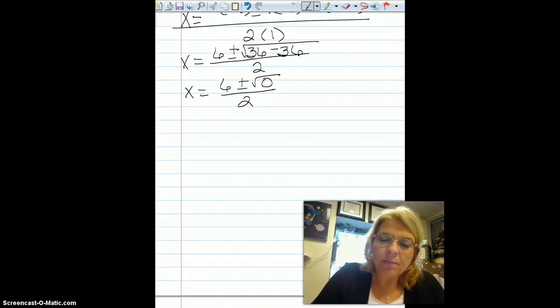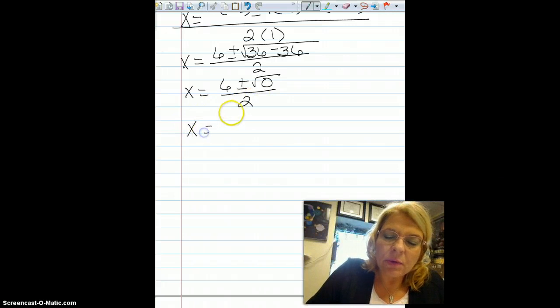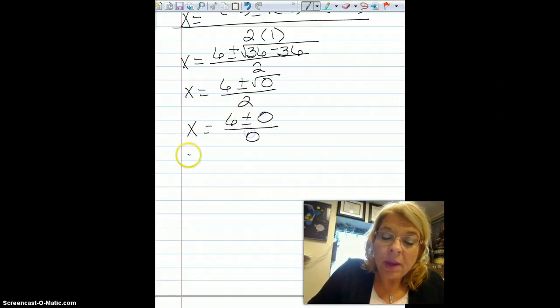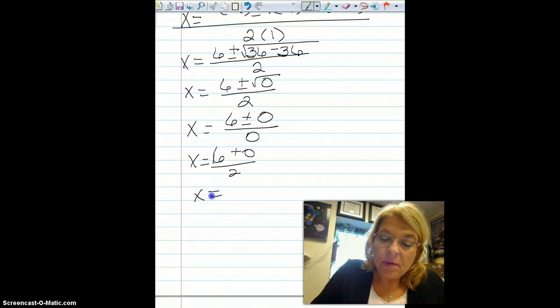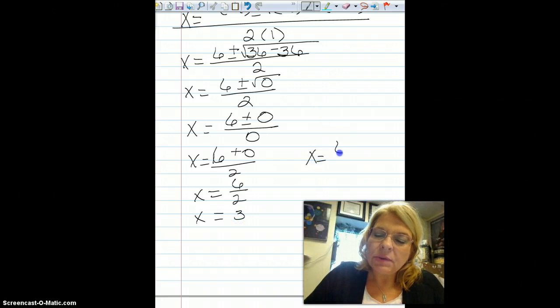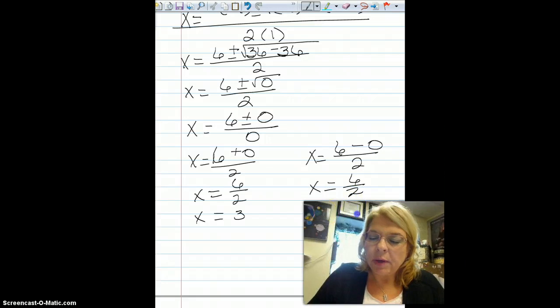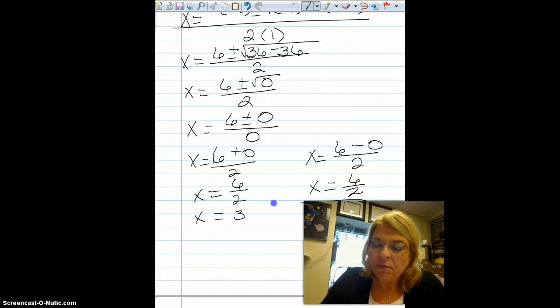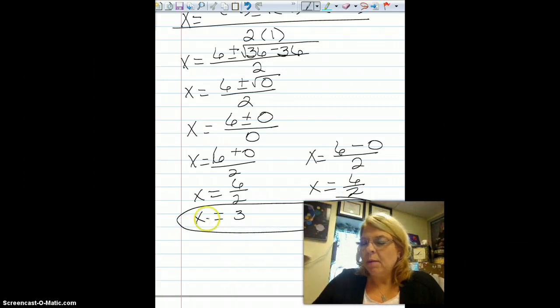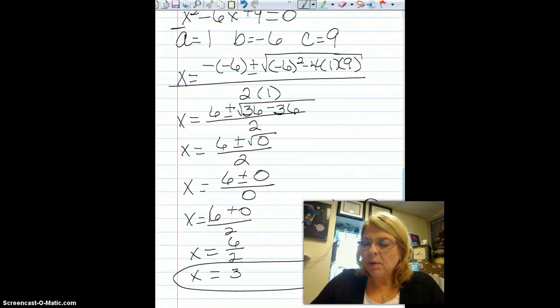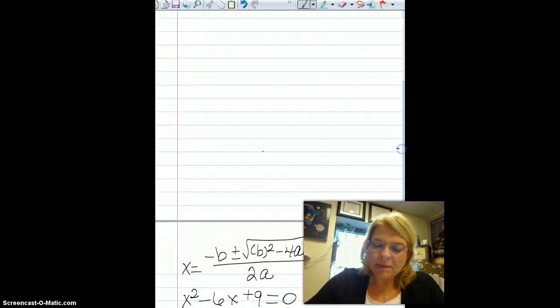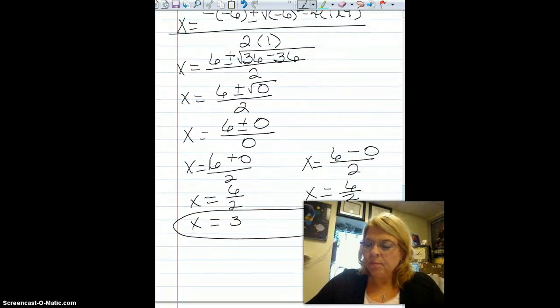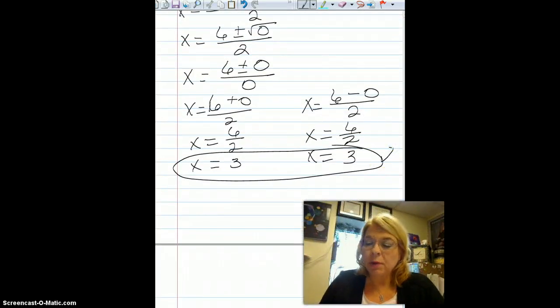Well, let's see if I can get back to the problem. That gives me x equals 6 plus or minus 0 over 2. x equals 6 plus 0, which is 6, over 2, which is 3, and x equals 6 minus 0 over 2, which is 6 over 2, which is 3. The one and only answer for this equation, although I found 2, remember it's quadratic, and therefore I am expecting 2 answers. And there they are, both of them, but they're both a 3.